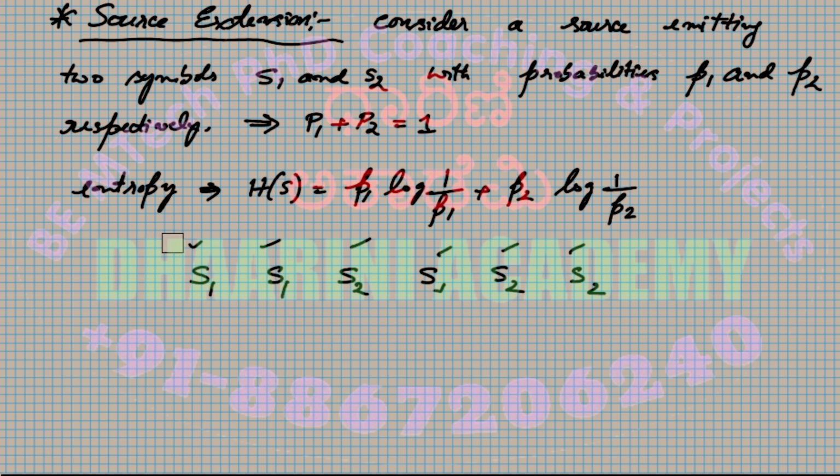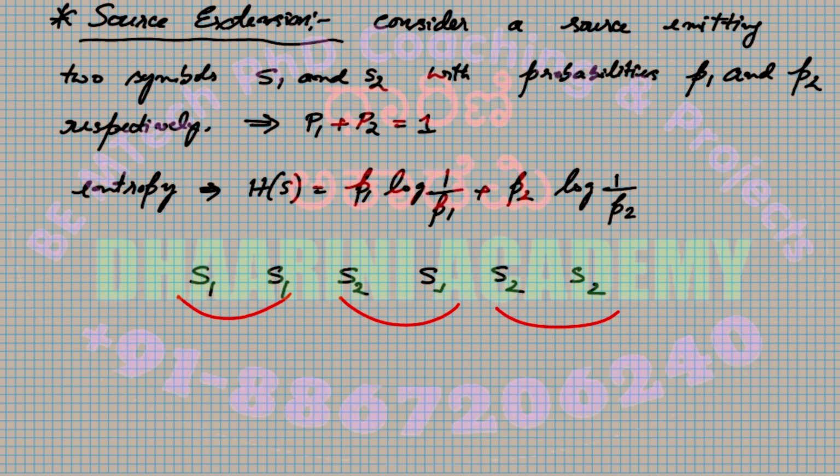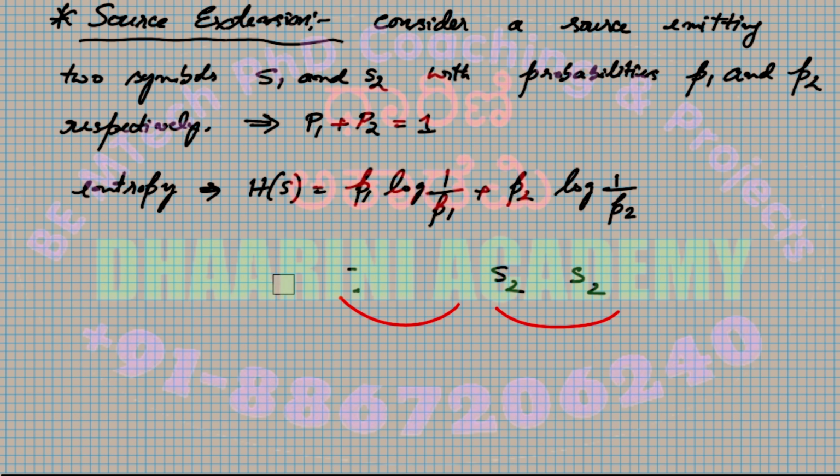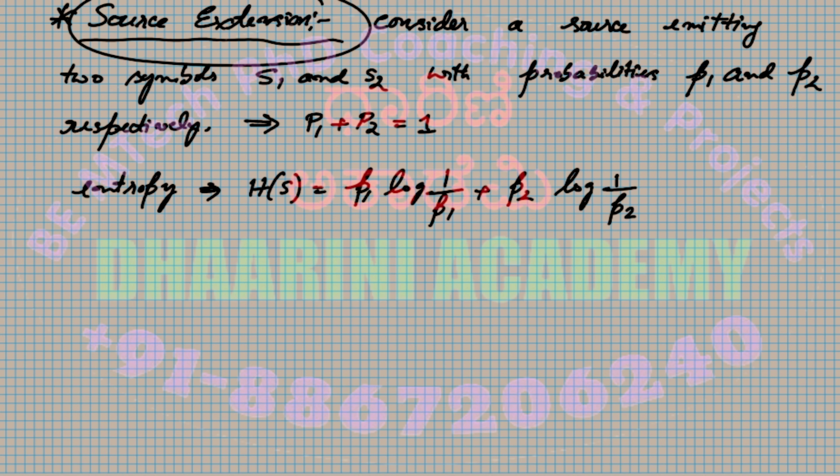But now we introduce a concept called extension. In the sense, instead of considering one, you consider two at a time: S1 S1, S2 S1, S2 S2, and so on. Are you okay? If you make groups of two, then that is considered the second order extension of the source. So that's what we are talking about, extension here. Let me write that point, then we'll discuss further.